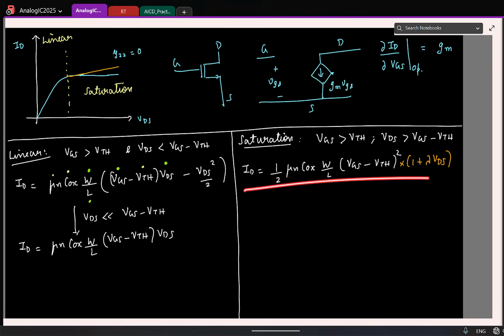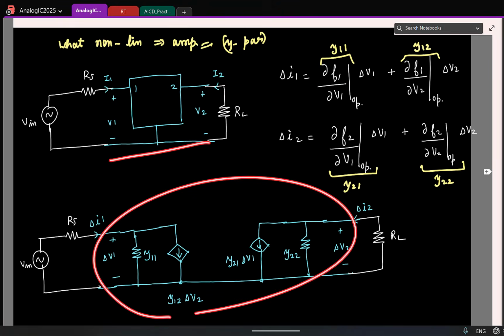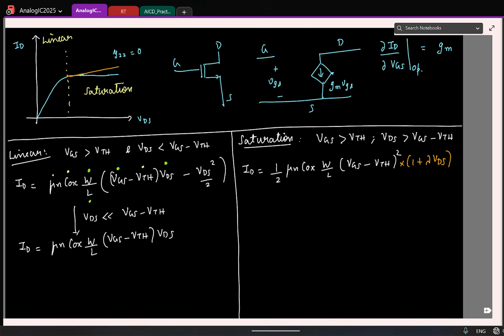So now we know that Y22 is not exactly 0. So how will this change? Remember we just saw that if I take any nonlinear two-port network, for small signals, it's going to look like this with all 4 Y parameters. For a MOSFET, incidentally, the gate current is 0, so Y11 and Y12 become 0. Which means I'll have both Y21 and Y22, so I'll model this using a resistor in parallel. We'll call the conductance GDS because it's the conductance between drain and source.